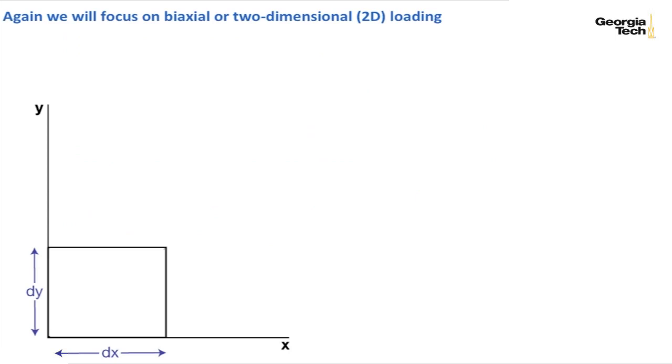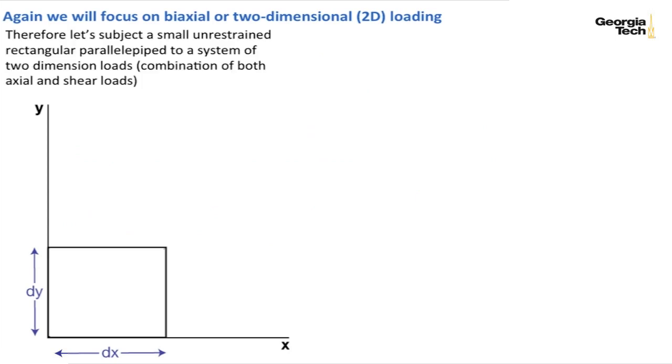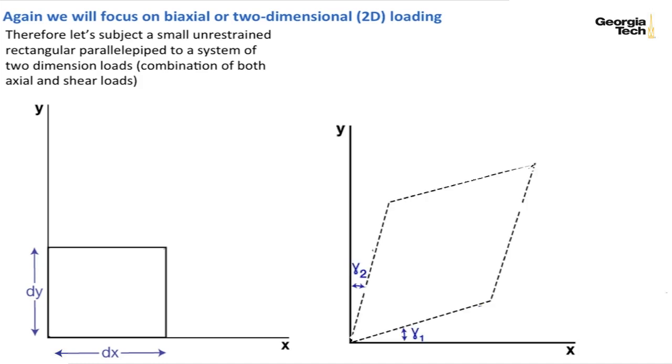We're going to focus on biaxial or two-dimensional loading. We're going to subject this small, unrestrained, rectangular parallelepiped to a system of two-dimensional loads, which is going to be a combination of axial and shear loads. And when we do that, this is what our parallelepiped is going to look like. It's going to stretch out in the x direction, it's going to stretch out in the y direction, and it's going to experience a shear distortion as well.